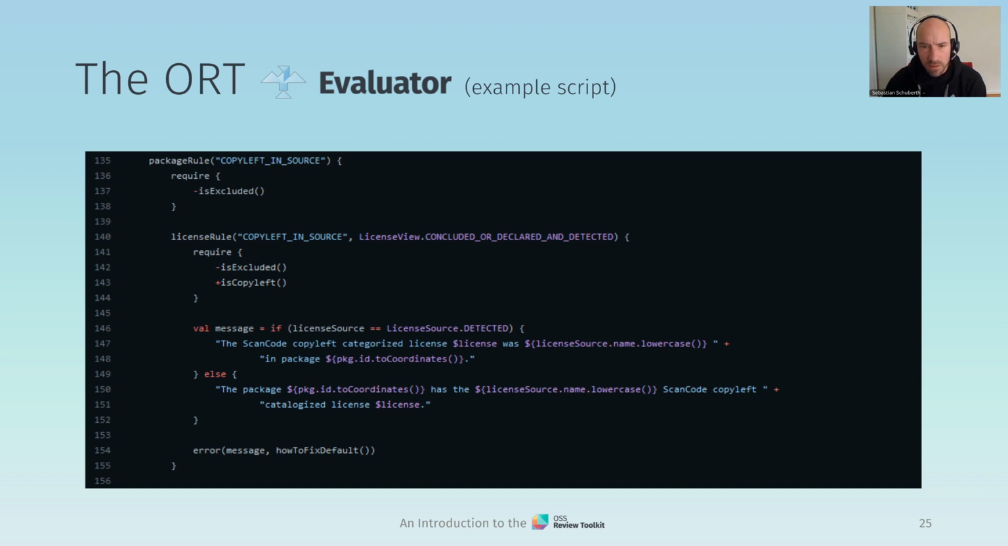This is how a DSL may look like. So this is a very simple rule that just checks that there is no copyleft license in the source code, and it excludes all findings that should be excluded by our project configuration. And it is only triggered if there is a copyleft license according to the license classification that we have. And if so, it will write out an error message plus an optional how to fix hint for the developers, how to address the problem.